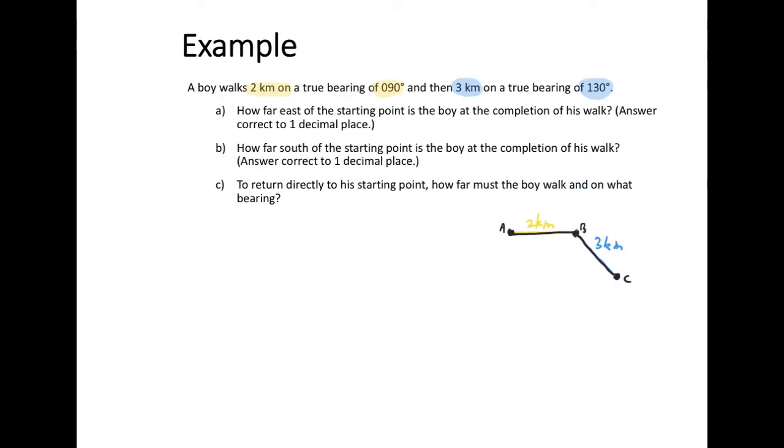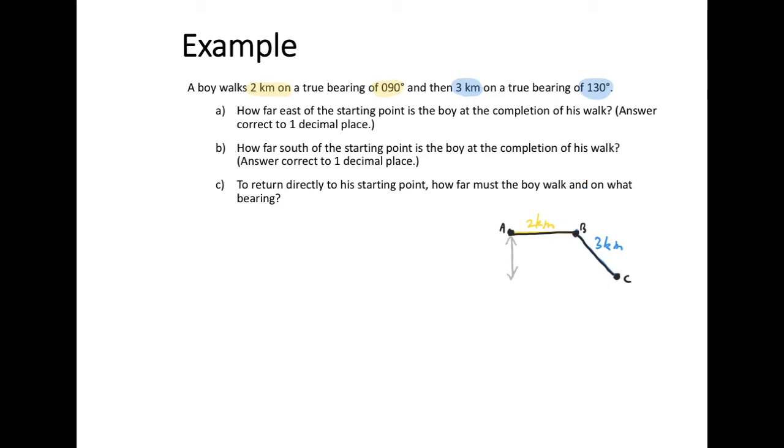So now having a look at part B, we want to calculate how far south the boy is from the starting point at the completion of his walk. So we're going to work out the distance between point A and point C if it was in a straight line south.